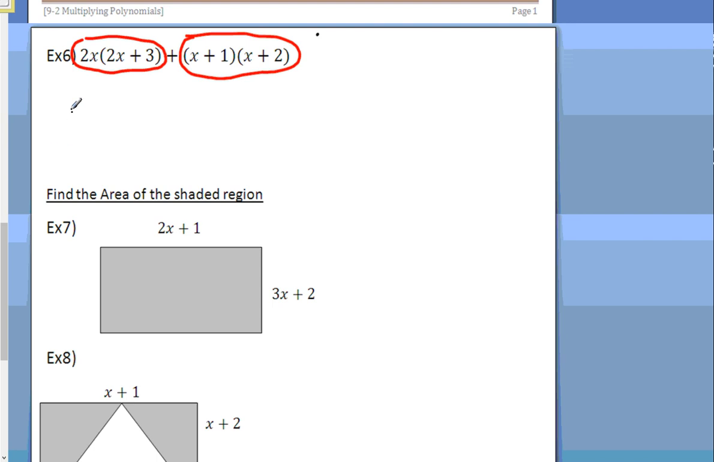Okay, so I'm going to do the two Punnett squares now, and the first one is going to be a 2 by 1. So this is going to be 2x plus 3. And this is going to be 2x. The other one is going to be a 2 by 2. So this is going to be x plus 1 by x plus 2. Okay? Then just go ahead and multiply them out.